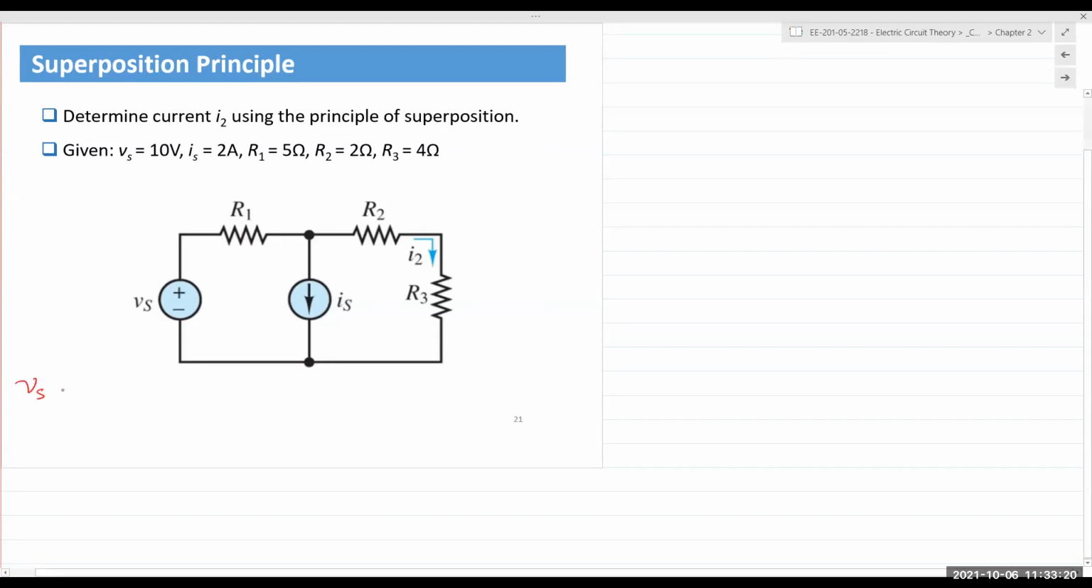If we analyze once for VS, I'm going to note I2 as I2A. When I analyze it for IS active, I'm going to call it I2B. And the actual I2 is going to be a sum of I2A and I2B. Right? Make sense?